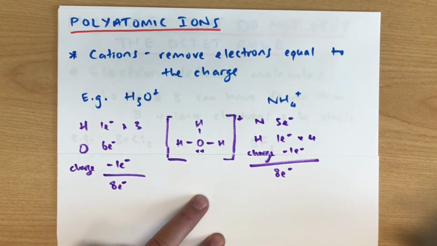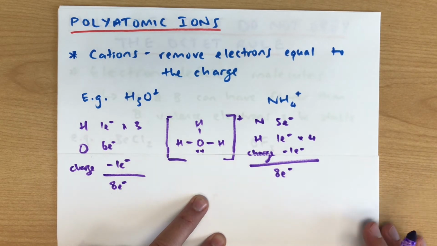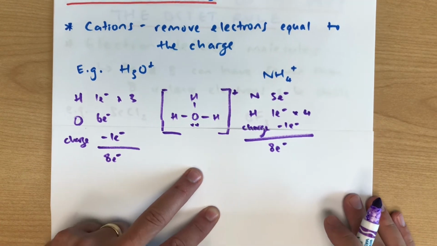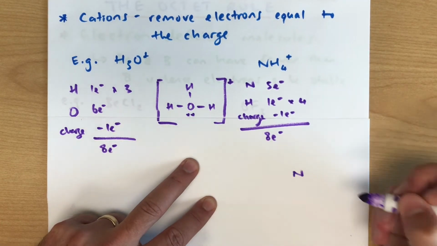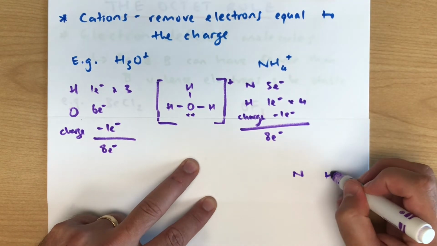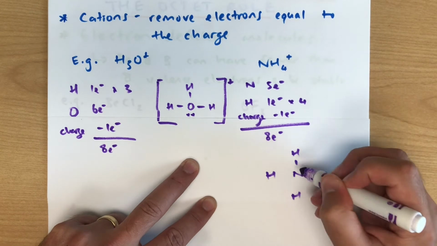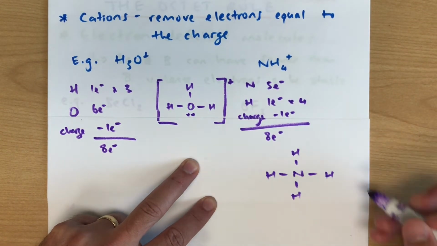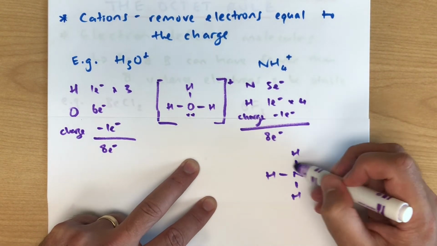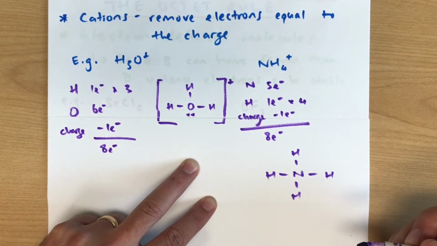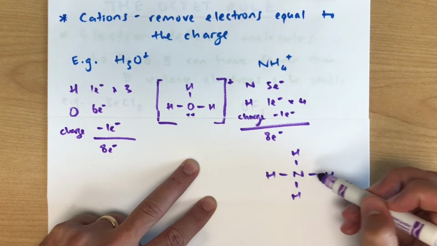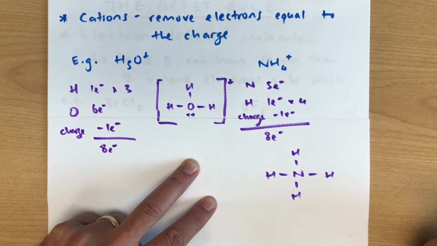Why don't you pause here and have a go at doing this polyatomic ion Lewis structure. Okay, let's have a go. So nitrogen is my central atom, there's only 1 of them, with 4 hydrogens around it. Join them all with a single bond, and that's 2, 2, 2, 2, so all my hydrogens have a full valence shell. This nitrogen has 2, 4, 6, 8, so it has a full valence shell.